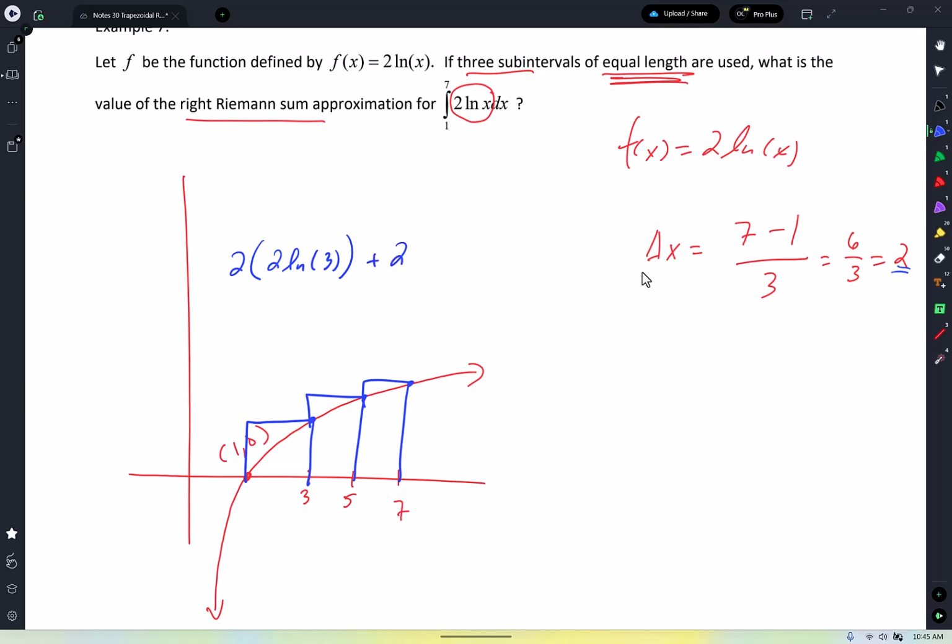Plus 2 ln of 5 plus 2 ln of 7. Whatever this adds up to is the approximation. All I did was width times height, width times height. The height is dictated by this x value, and you're looking for a y value. So remember, your function is this. Whenever you plug in a 3, that's going to give you the y value of that.